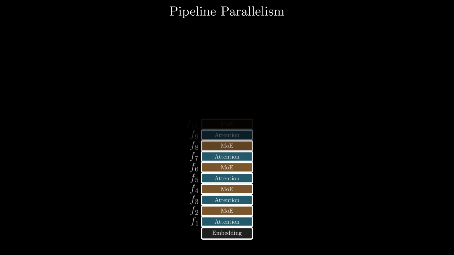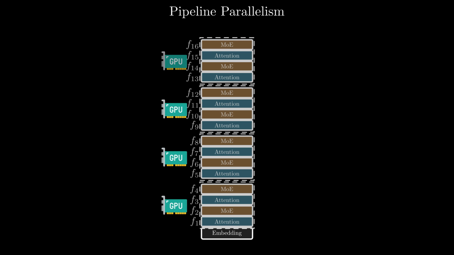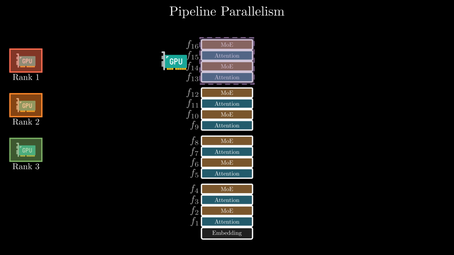Here we have a 16-layer transformer model. We split these layers across 4 GPUs. GPU 1 runs layers F1 through F4. GPU 2 runs F5 through F8. GPU 3 runs F9 through F12. GPU 4 runs F13 through F16.